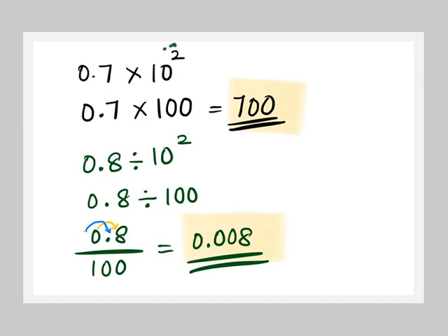0.7 times 10 square, the value of 10 square is 100. So 0.7 times 100 is 700. 0.8 divided by 10 square, which is 100. When you divide it by 100, the digits move to the right. So this digit moves to the right, and one more digit moves to the right. So there should be 2 digits this side. So that is how we got 0.008.